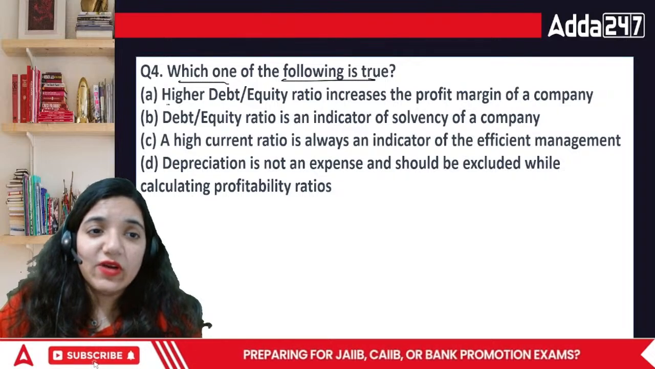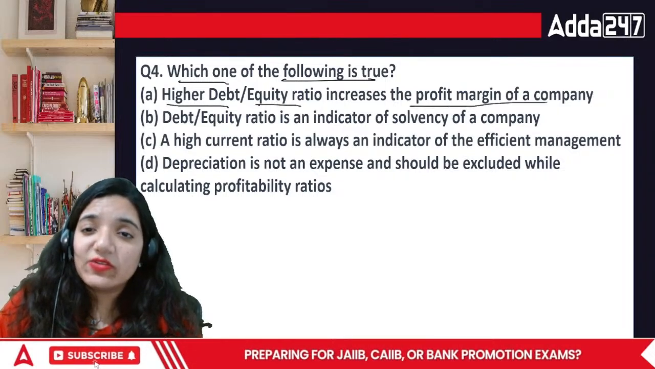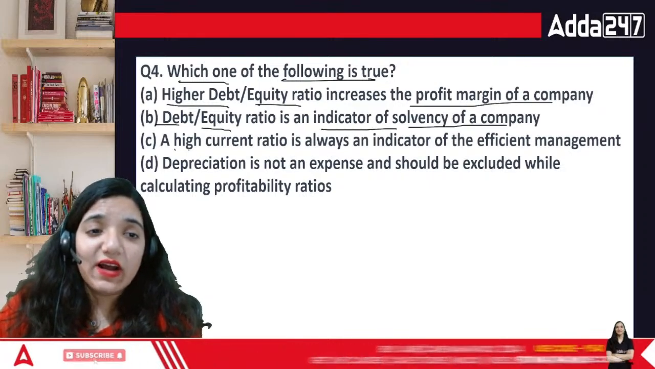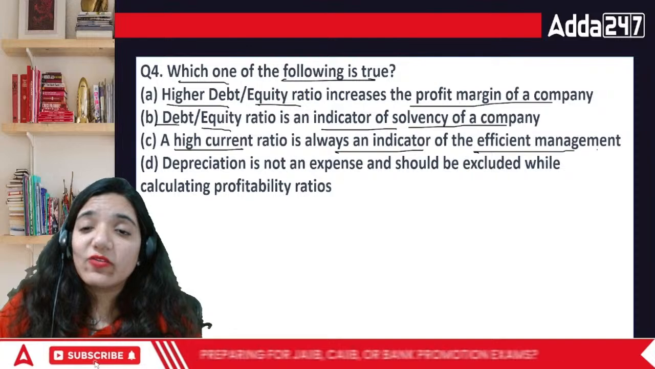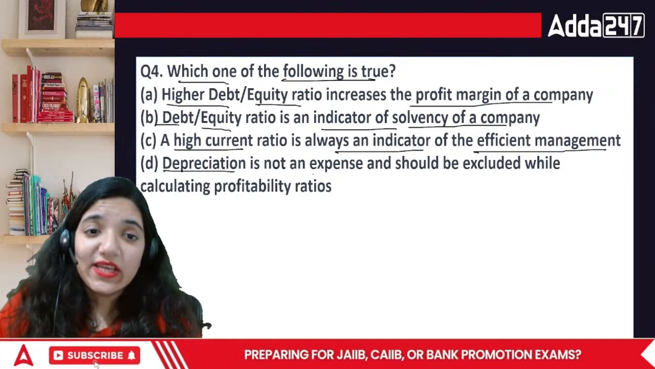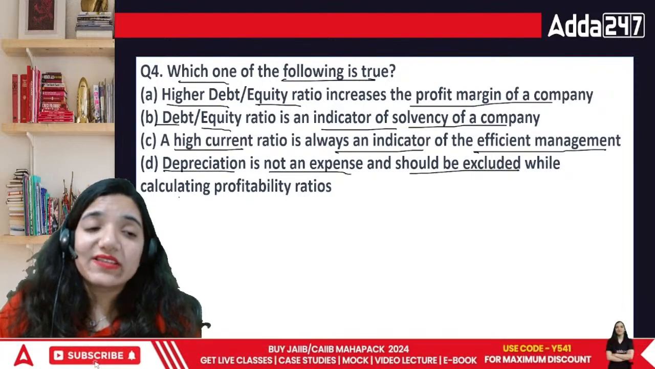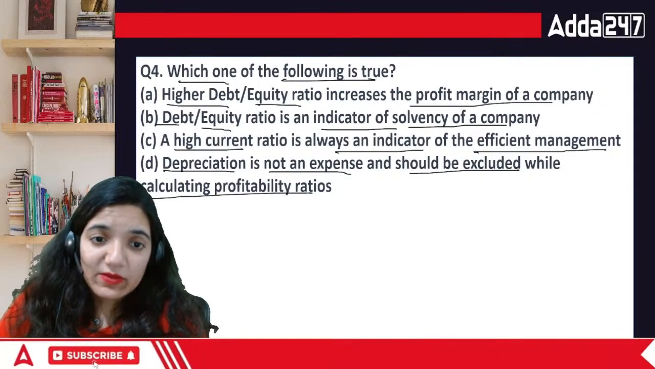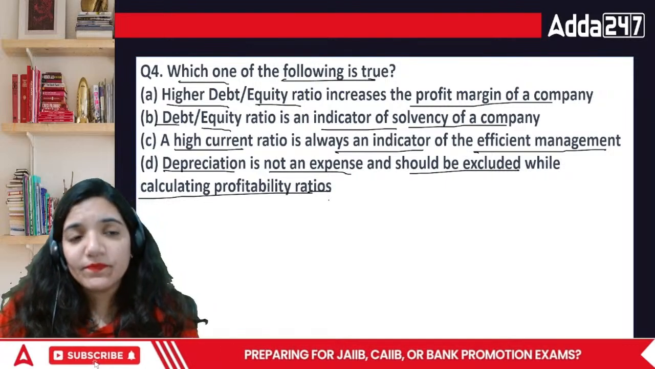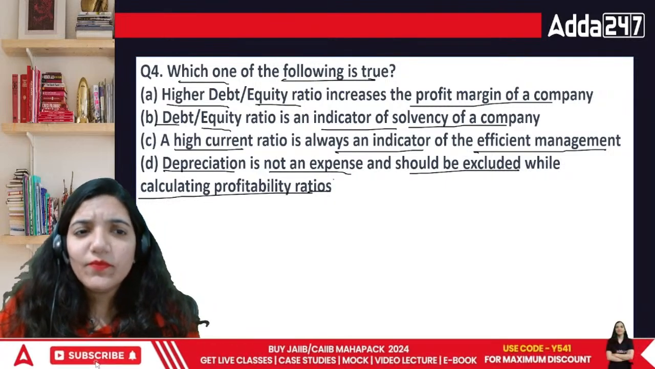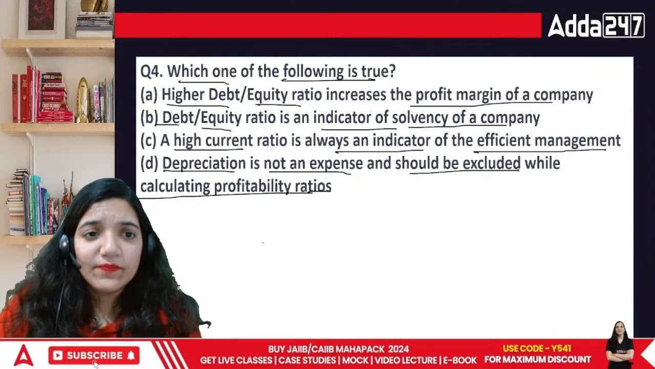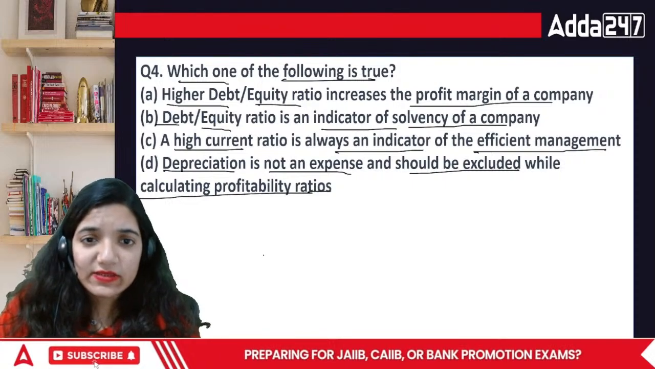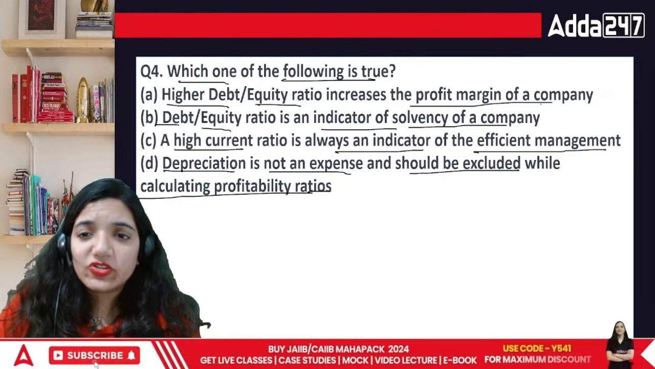Which one of the following is true? Higher debt equity ratio increases the profit margin of the company. Debt equity ratio is an indicator of solvency. A high current ratio is always an indicator of efficient management, or depreciation is not an expense, should be excluded while calculating profitability ratios. Okay. When we talk about debt equity ratio, it will be higher if we get more debt. It is related to the area of solvency ratios.